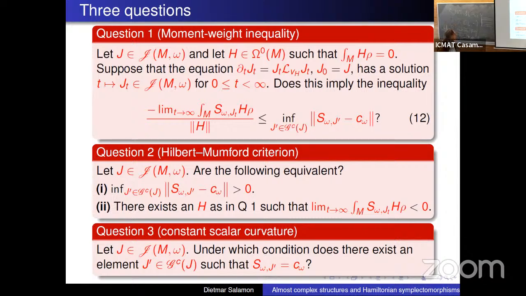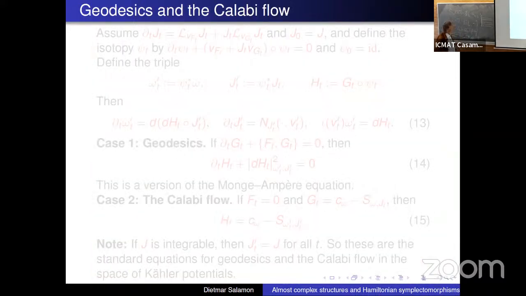So let's see, I have two more slides that I want to briefly discuss, in which I want to briefly discuss why this way of constructing the analog of the space of Kähler potentials in the almost complex setting might be a reasonable one that, at least in the integrable case, also gives the right answer.